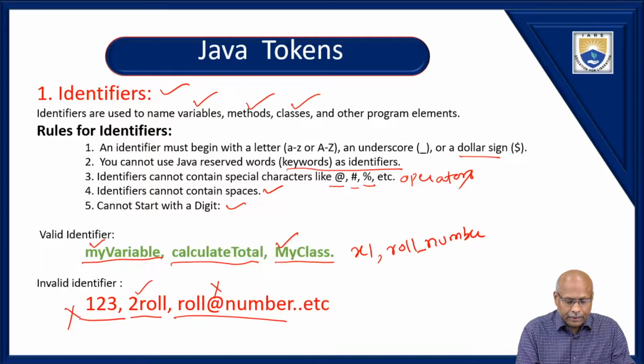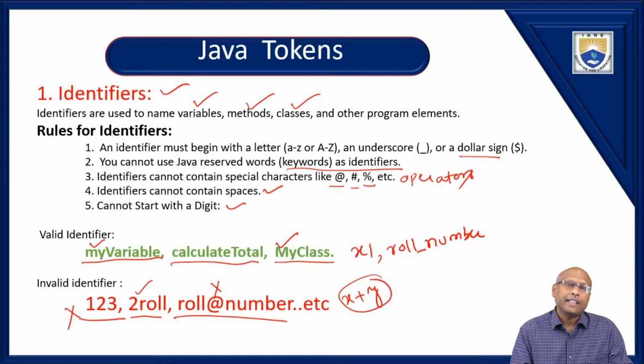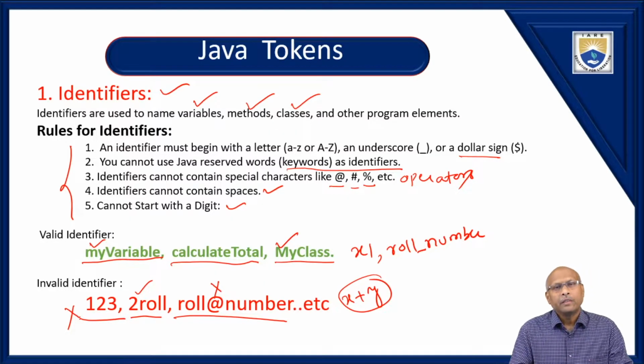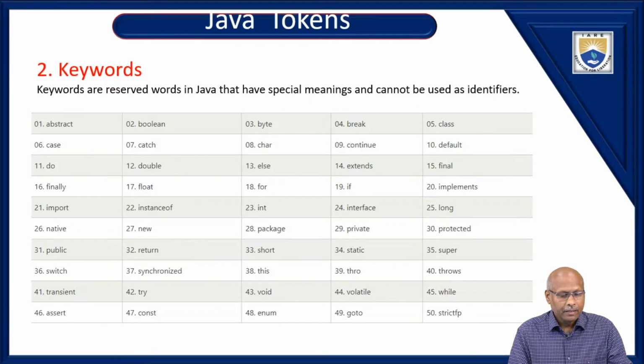For example, I write x plus y. This is also not a valid identifier. This is also an invalid identifier. Means variable name, not allowed. So while writing a variable name or function name or a class name, you must follow these 5 guidelines. Once you follow, then that will be very okay. So you should not make mistakes while writing the identifier. Please be careful.